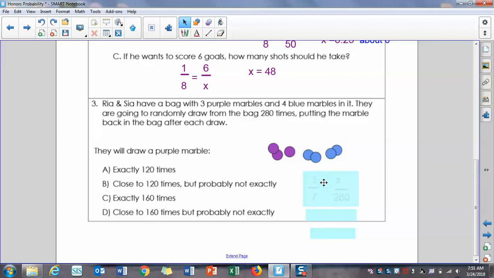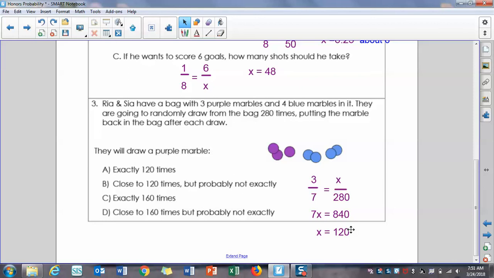And we're trying to figure out how many will be purple out of the 280. So that's how we set up a proportion. Again, that 7 comes from the total number of marbles because we're going to pull out of the bag 280 times. So here you're going to cross multiply. You get 7x is equal to 840. Then divide both sides by 7. You get x is equal to 120.